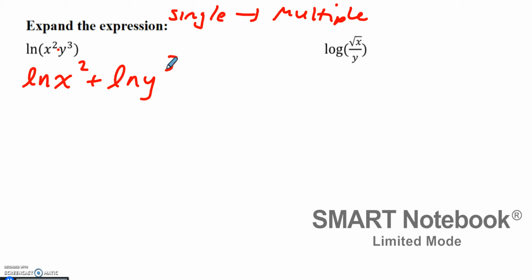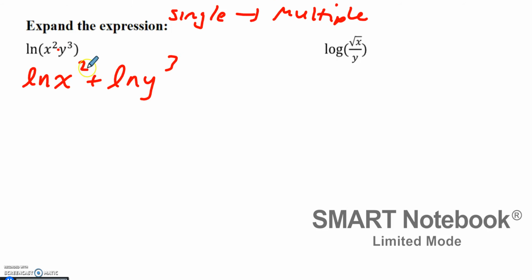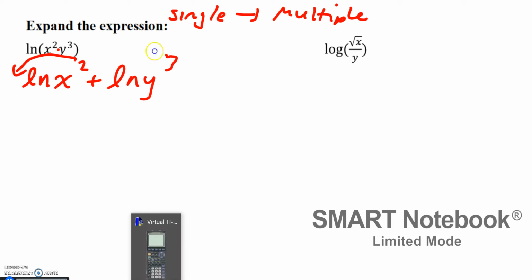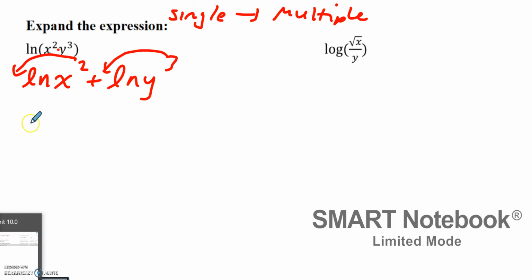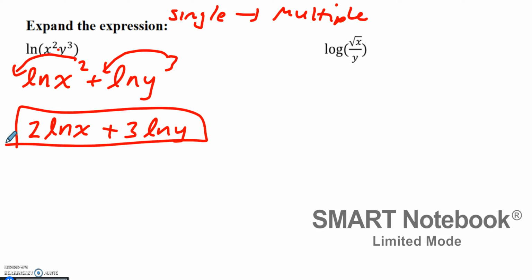So we've expanded it, but we're not done yet because we can use this power property. Whenever you have exponents attached to a log, you can bring those exponents down in front. So I would say the final answer for this is 2 ln of x plus 3 ln of y. And these are not like terms because the arguments here are not the same, so that's my final answer.